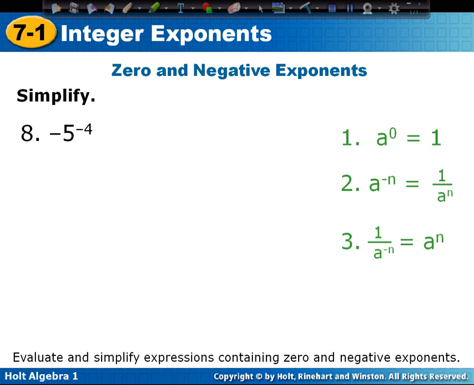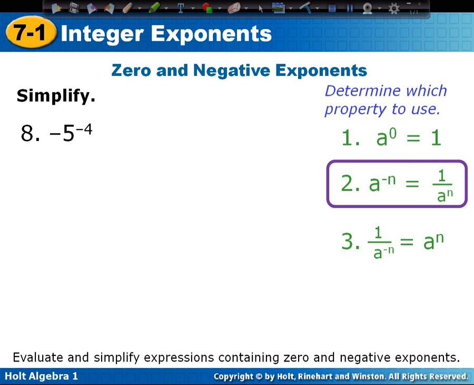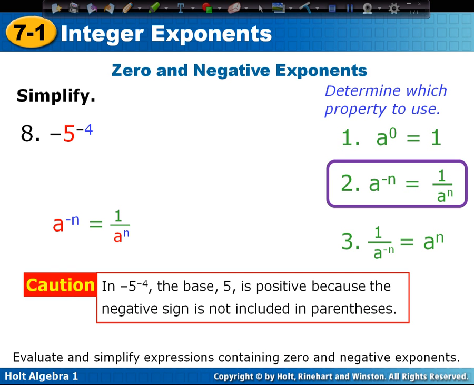All right, this is number 8. Go ahead and write it down. It says -5 to the -4th power. Notice it looks a lot like number 7. The difference is here there are no parentheses around the -5. And that's going to change our answer here. We're still using that second property because we still want to make that -4 into a positive happy 4. And it says, in this case, -5 to the -4, the base 5 is positive because the negative sign is not included in the parentheses.